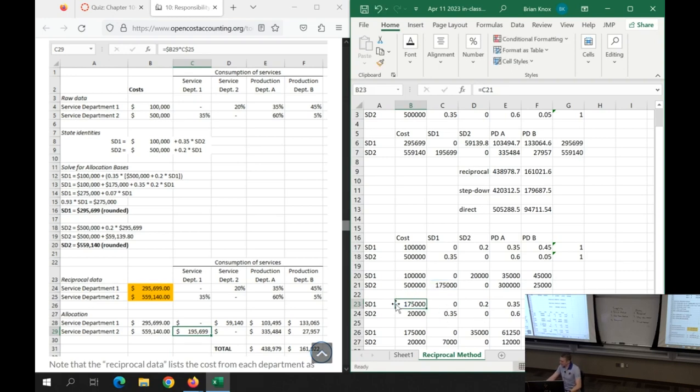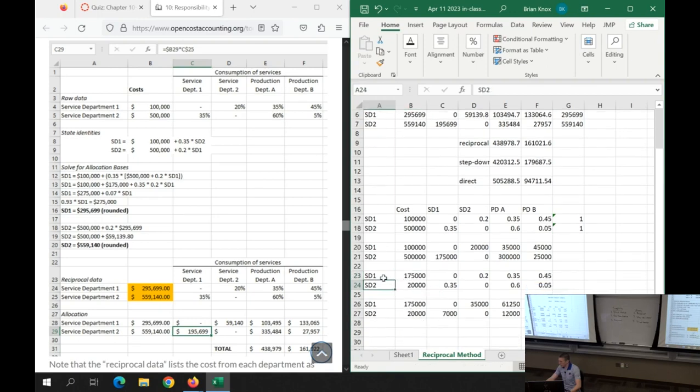So we start out, SD1 credited out all $100,000 of it, pushed $20,000 to SD2, $35,000 to PDA, $45,000 to PDB, but it received $175,000. So now after the first round of allocations, it has $175,000 in it. Service number 2 started with $500,000 and pushed all $500,000 out, credited that amount, but now it has a debit of $20,000 heading its way. So in the second round, we start with SD1 $175,000, SD2 $20,000.